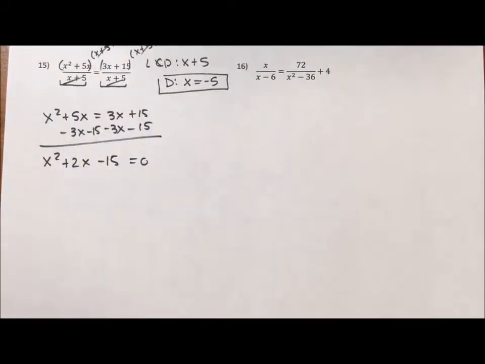I set this all equal to 0 because I had an x squared term and an x term. If I only have one term with a variable, I isolate. But in this case, I have two terms with a variable, which means I need to factor. And if I have to factor, I have to have my equation equal to 0.